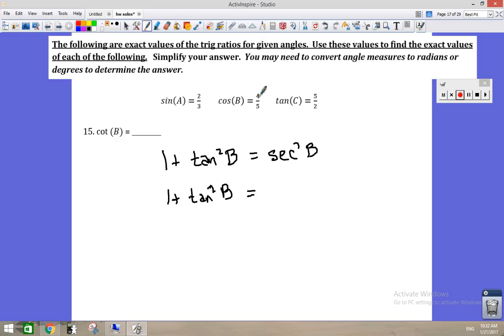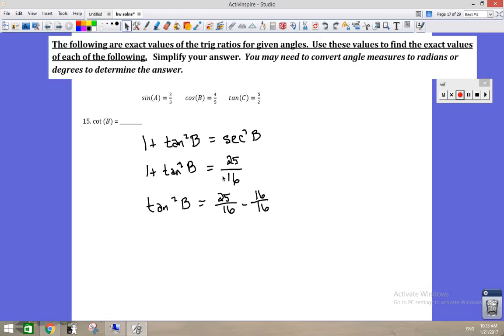If the cosine of B is 4 over 5, then the secant is 5 over 4. And if I square 5 over 4, I get 25 over 16. If I subtract 1 from that, we'll write 1 as 16 over 16. I'm just taking 1 away from each side to get the tangent by itself. So we have the tangent squared of angle B is 9 over 16.